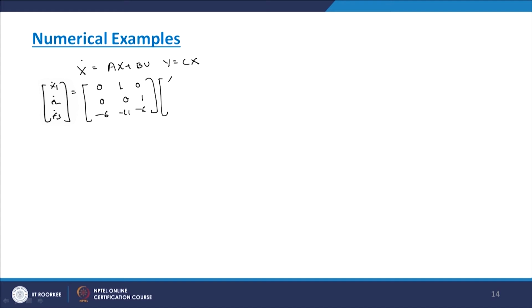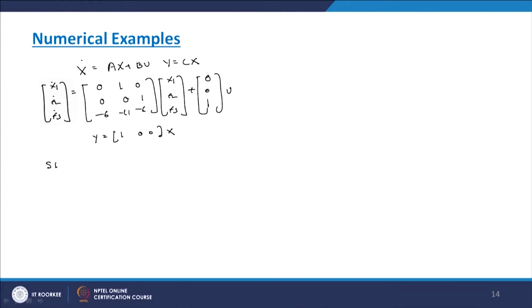Here we write x1 x2 x3 plus 0 0 1 into u, and what is the output? y equals 1 0 0 x. This is the example. This A, B, C has been shown, D is 0. Now, what do we want? We want the state transfer function model.